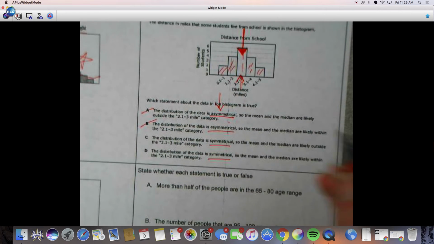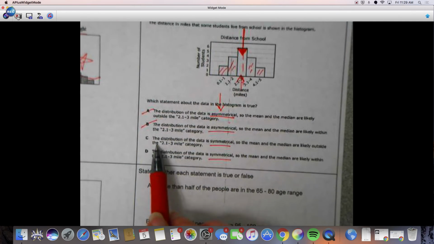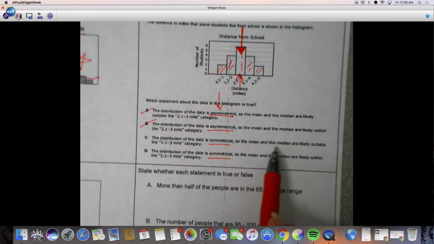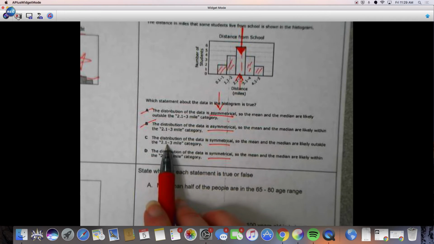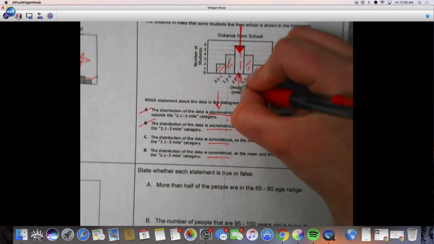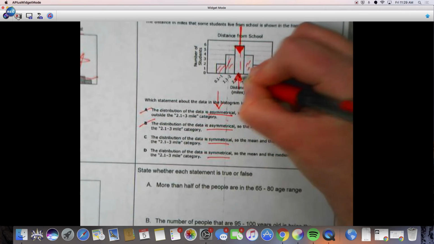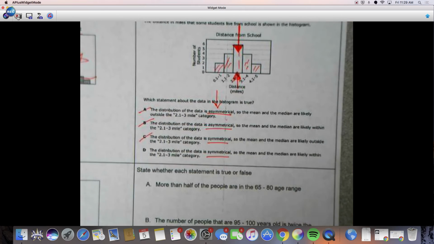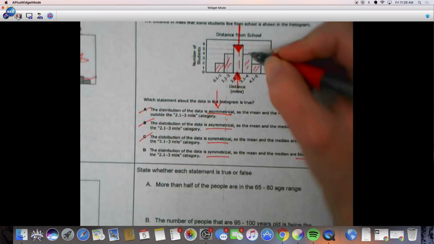So if you look at your answer choices, it says the distribution of the data is symmetrical. So the mean and the median are likely outside of the 2.1 to 3 mile category, which is this one. Are they going to be outside of it over here or over here? No. Or are they going to fall within that category? Within.